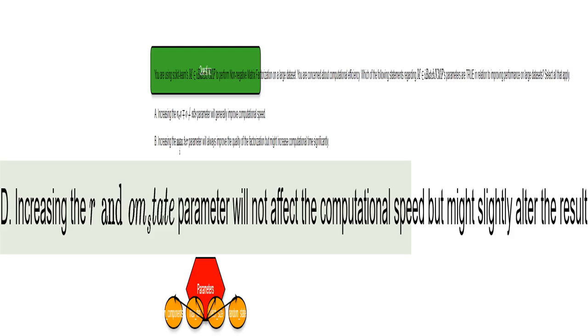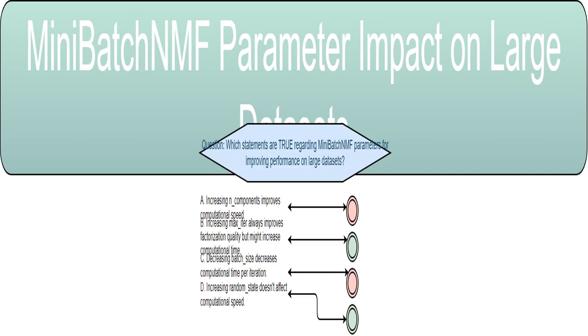More features mean more complex calculations, making the whole process slower. Think of it as trying to describe something using many tiny details. It is more precise, but takes longer. This quiz focuses on how different parameters in scikit-learn's MiniBatchNMF, MiniBatch non-negative matrix factorization, affect its performance, especially when dealing with large datasets. We'll look at how changing each parameter affects speed and accuracy.